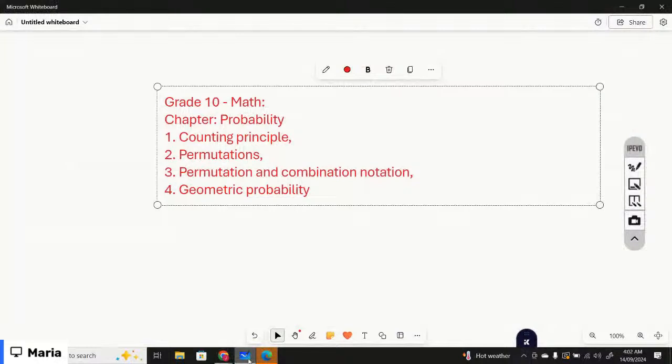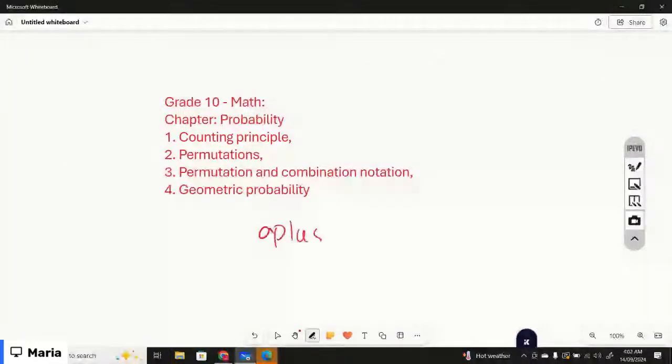We are here for grade 10 math. You can find all the lessons on aplusstudents.com.